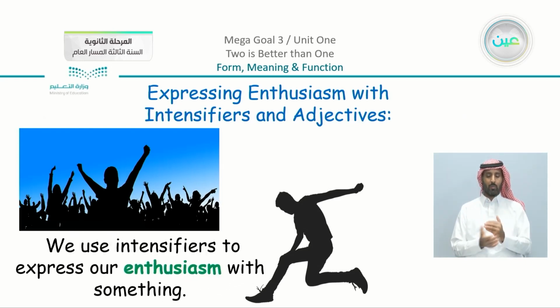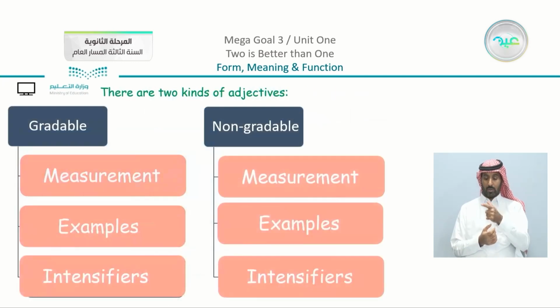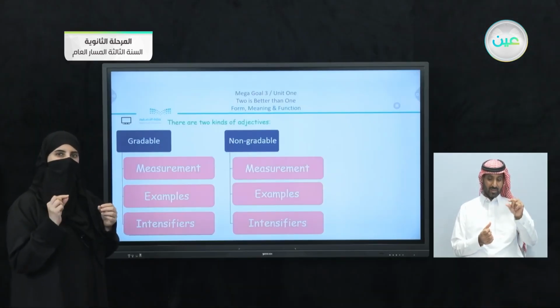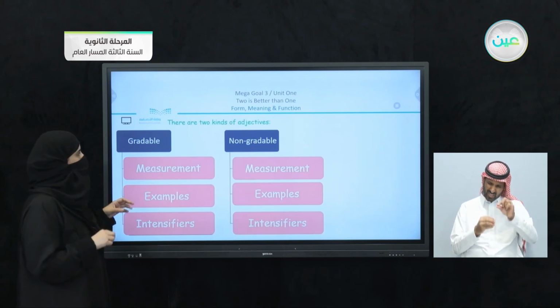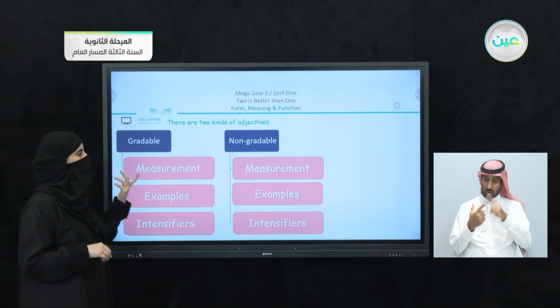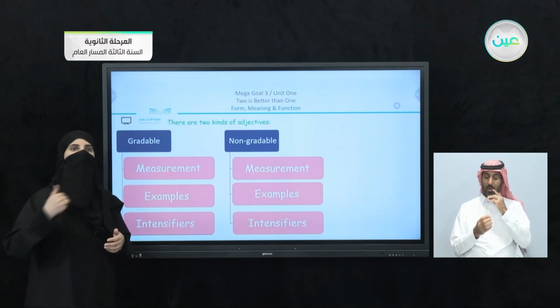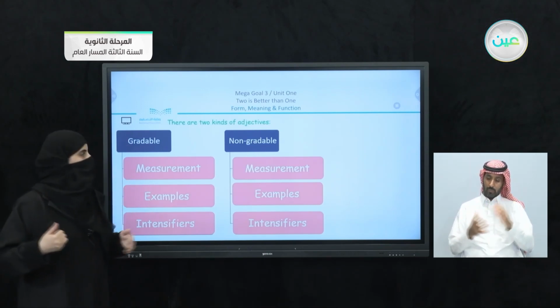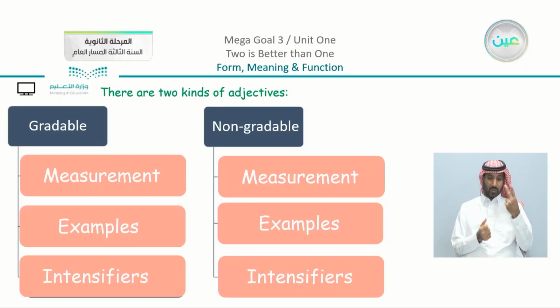Now we use intensifiers to express our enthusiasm with something. We have 2 kinds of adjectives. So as I mentioned, we have something small and tiny. Now the first thing to know is that some of them are gradable. We're going to see what is the meaning of gradable or non-gradable. We have 3 parts: the measurement, examples, and intensifiers that we can use.